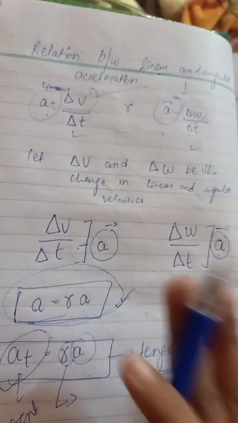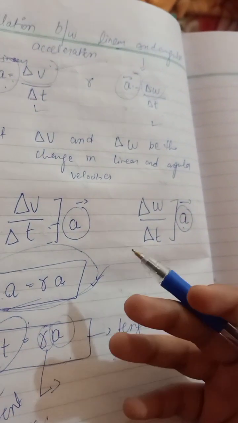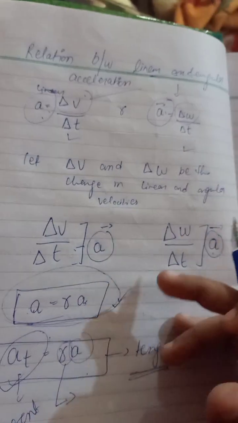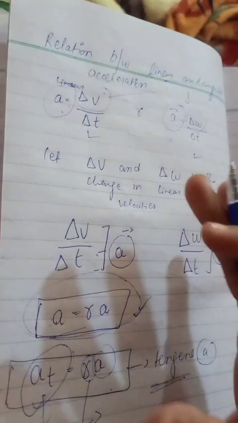So this topic is clear, the relationship between the linear and the angular quantities. So this was the last relationship. In the next video we'll discuss a new topic, that is centripetal acceleration.